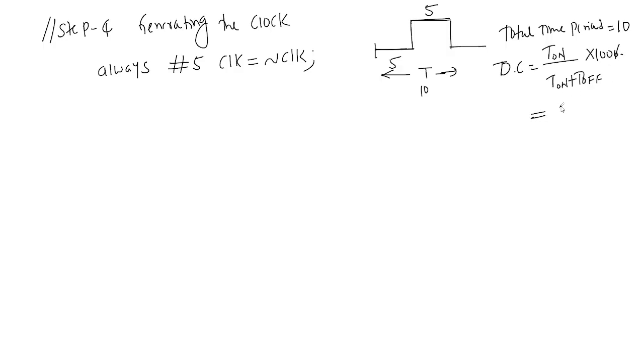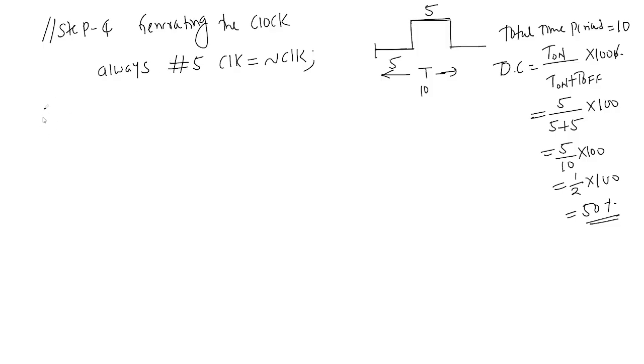So what may be the duty cycle? It is on for 5 time units and off for 5 time units, into 100. So you are getting 5 by 10 into 100, which is equal to 1 by 2 into 100. You are getting a 50% duty cycle. So you need to generate the clock in such a way that it has a duty cycle of 50%.